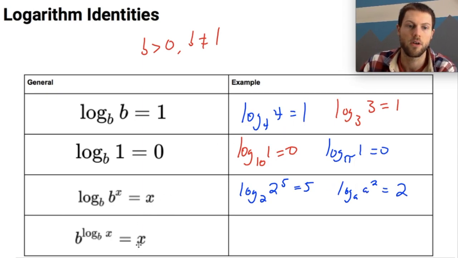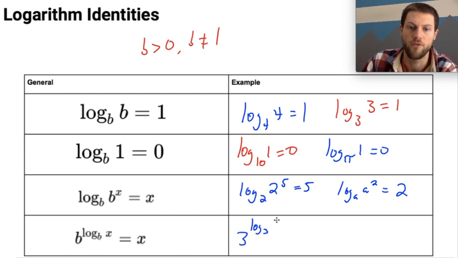Then we have this other inverse log property where if I take a base and raise it to a log with the same base, it's almost like it inverts itself and cancels out. And so we get this x left over. So if I had 3 to the log base 3 of 4, that's just going to equal 4.